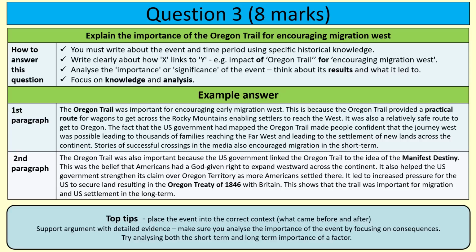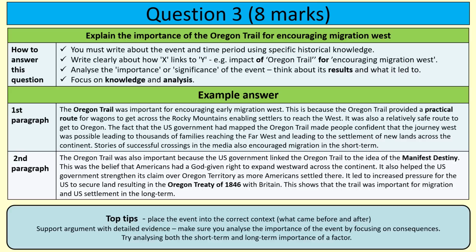Second paragraph. So you kind of need to look at a different aspect of importance within your second paragraph. So the Oregon Trail was also important because the US government linked the Oregon Trail to the idea of manifest destiny. This was the belief that Americans had a God-given right to expand westward across the continent.